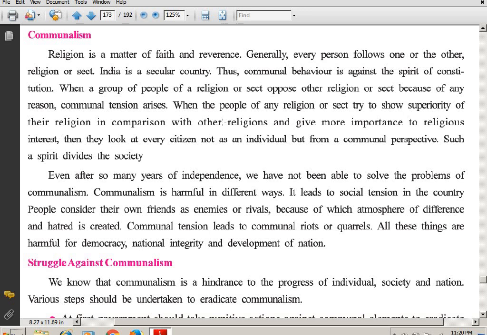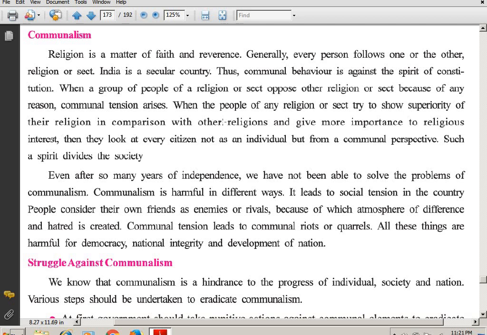Thus, communal behavior is against the spirit of the constitution. So, communal behavior, where you come together and fight against a particular religion, or you consider your religion the base and higher and suppress another religion, is not allowed. When a group of people of a religion or sect oppose another religion or sect because of any reason, communal tension arises. So just as I told you, you're not supposed to suppress or oppress the other religion. Just because of that, communal tension arises.